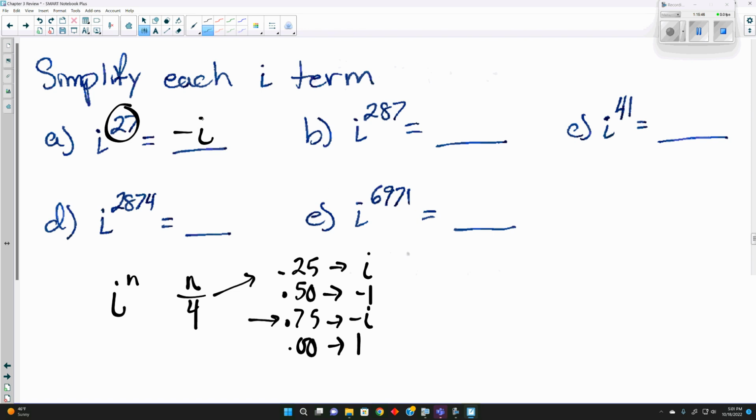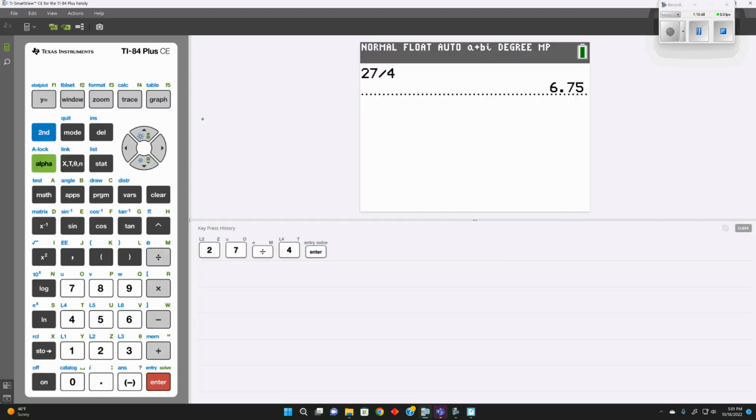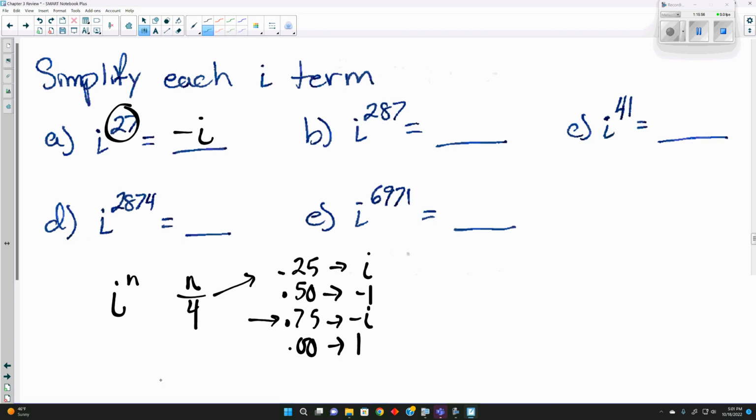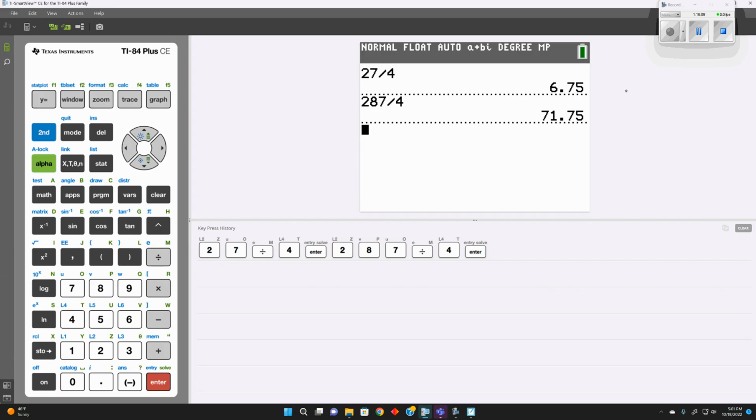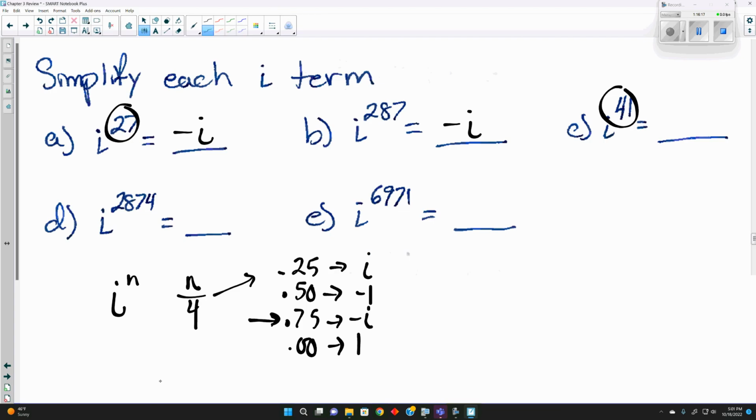Now we can do the same thing for the next part, i to the 287. So I'll get the calculator, do 287 divided by 4. 71.75. I don't care too much about the 71, but because it has a decimal of 0.75, it tells us that it simplifies to -i. We'll do the next one, i to the 41st power. So again, I'm going to grab the calculator, do 41 divided by 4, hit enter. Well, it tells us it's 10.25. Again, I don't care about the 10, but the 0.25 tells me that it's going to reduce to i.